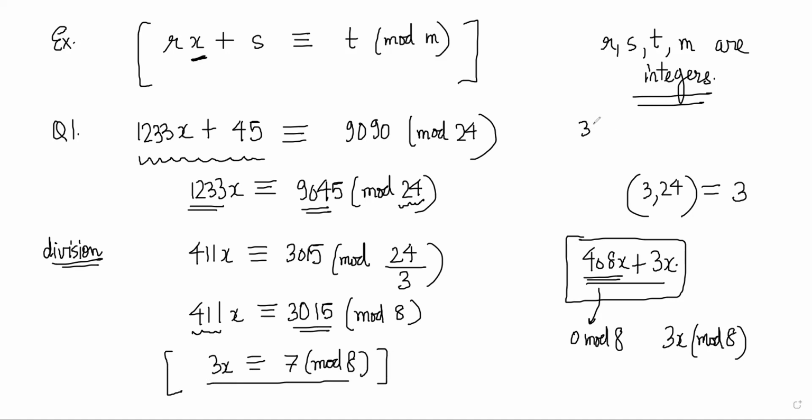Because 3015 will be equal to 8 into 376, that is 3008, and then plus 7. So that's how I'm getting 7 mod 8 taking remainders, right? So now my equation becomes 3x is equal to 7 mod 8. Now, how do I solve this linear congruence? 3x is congruent to 7 mod 8.